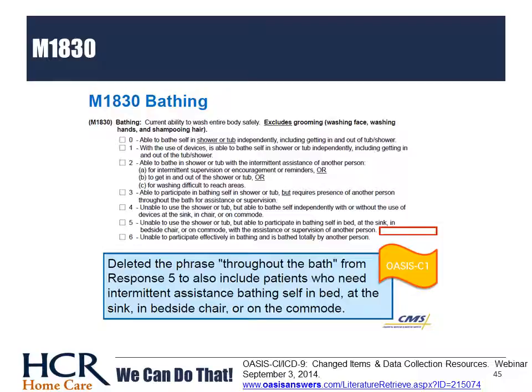Now, by removing that last piece that used to say throughout the bath, now if the patient requires any sort of supervision or assistance during their sponge bath, then they will be scored as a 5. In order to be scored as a 4, the patient truly needs to be able to sponge bathe independently with or without any assistance from a human, whether that be human assistance, supervision, cueing, or any other level of assistance.